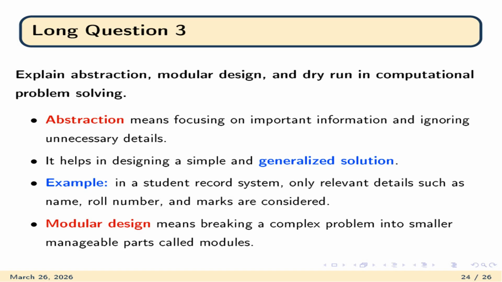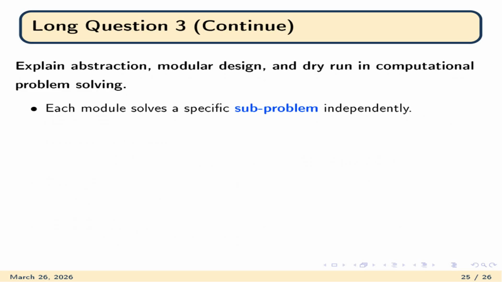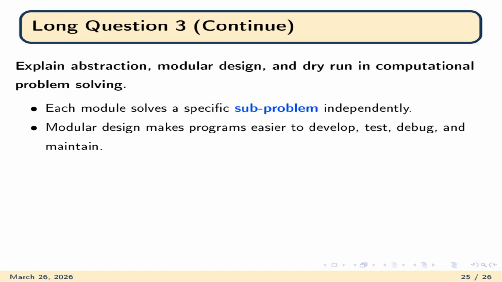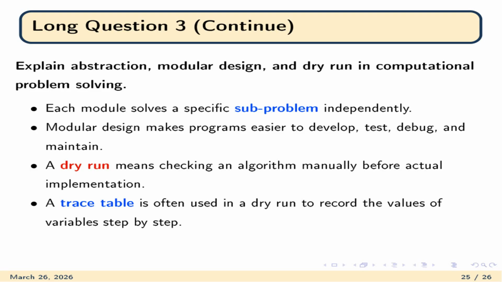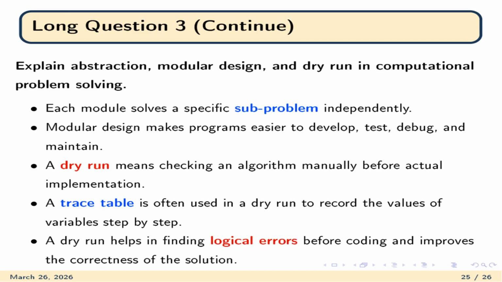Modular design means breaking a complex problem into smaller, manageable parts called modules. Each module solves a specific subproblem independently. Modular design makes programs easier to develop, test, debug, and maintain. Dry run means checking an algorithm manually before actual implementation. A trace table is often used in a dry run to record the value of a variable step by step. A dry run helps in finding logical errors before coding and improves the correctness of the solution.